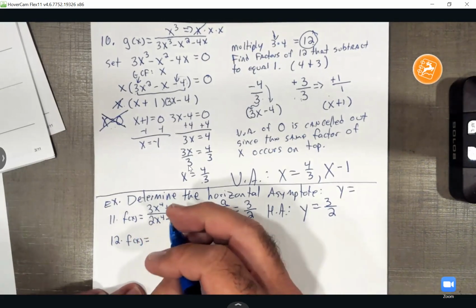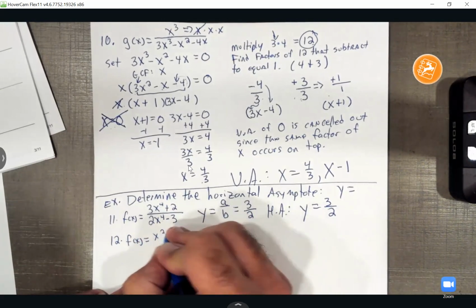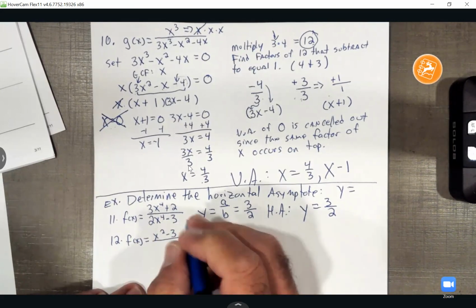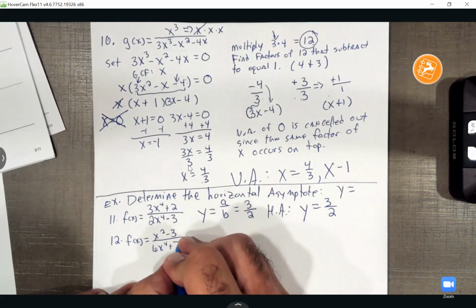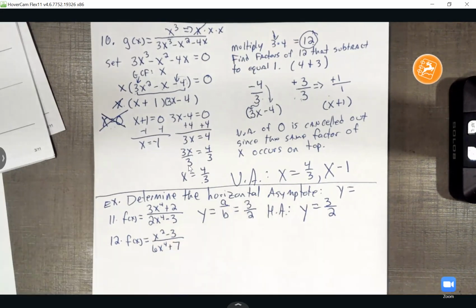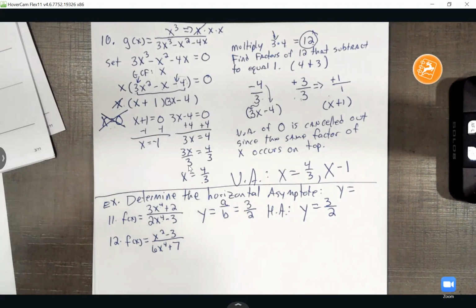All right, this one's on y'all. You got an x squared minus 3 over 6x to the fourth plus 7. So y'all figure out, is that case 1, 2, or 3? Is it top heavy, bottom heavy? Are they equal? And depending on which one you said, what's the asymptote? Or is it not an asymptote?